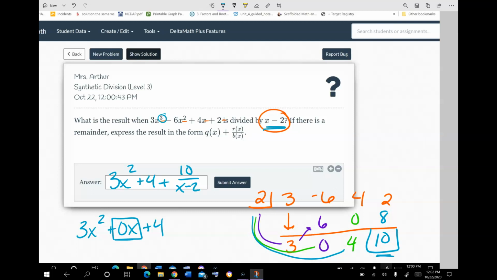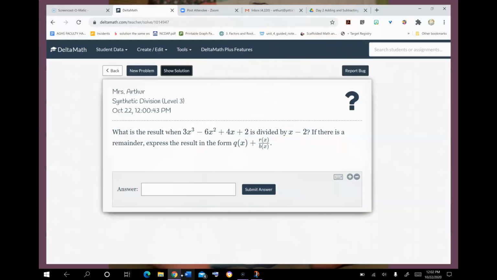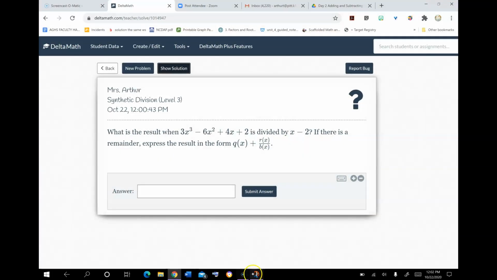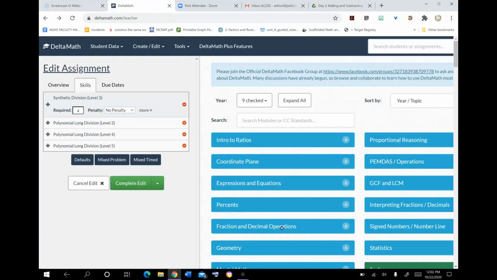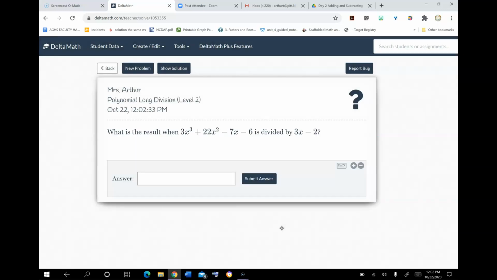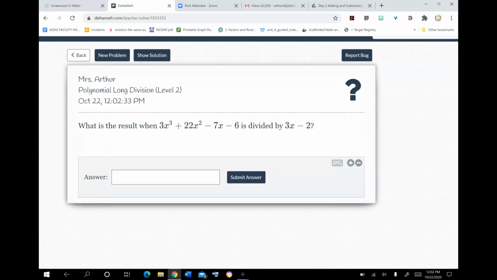All right. So now let's do some long division ones. Okay? So I'm going to do one of each from the long division. Okay? Trying to get this to exit. All right. So now let's do long division level 2. Okay? So I'm going to screenshot it.